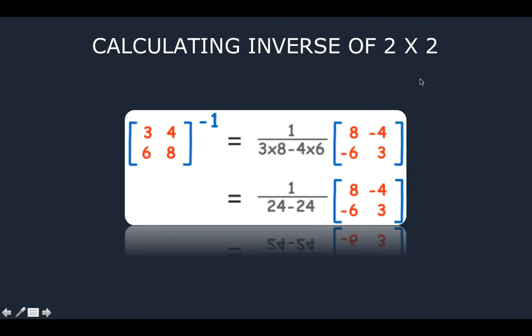Calculating the inverse of a 2 cross 2 matrix is quite simple. What do we do? We first take the determinant. So 3 multiplied by 8 minus 6 multiplied by 4, and then we switch the main diagonal. So 3 and 8 are replaced to give 8 and 3, and then we change the signs of the second diagonal. So we just replace 4 and 6 with -4 and -6, and the value actually gives us the inverse of a 2 cross 2 matrix. Now obviously calculating the inverse of a 3 cross 3 matrix is a more tedious job in itself, and we will be discussing that in the next session.